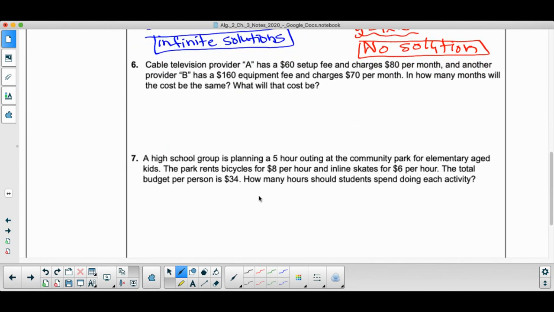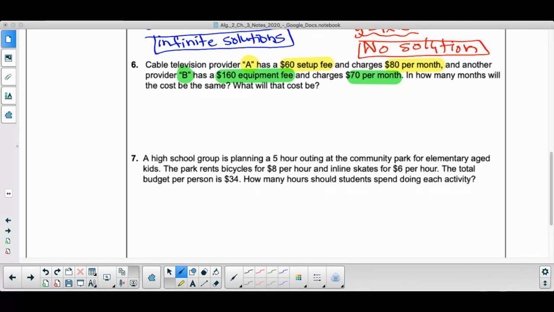All right, number 6. Cable television provider A has a $60 setup fee and charges $80 per month. We have another provider B that has a $160 equipment fee, which is kind of the same as a setup fee, and charges $70 per month. And how many months will the cost be the same? What will that cost be? So when will you have basically spent the same amount on cable for each of these?